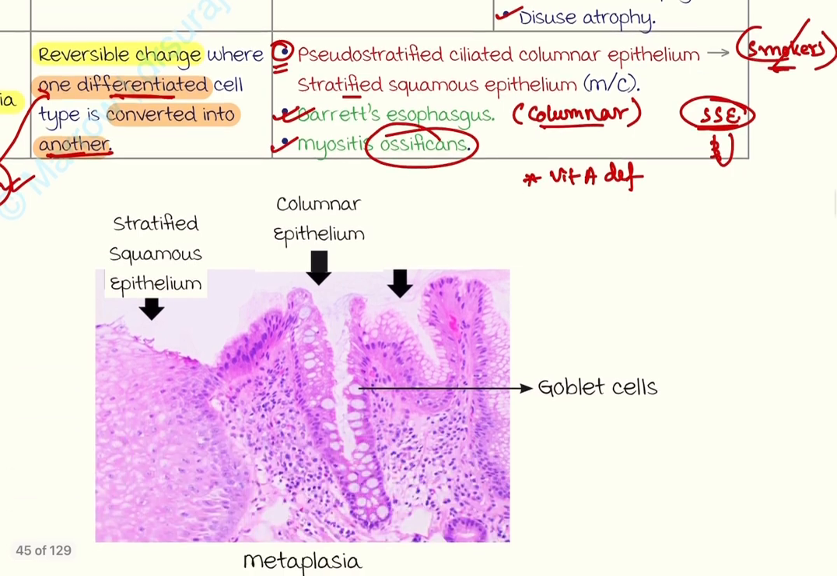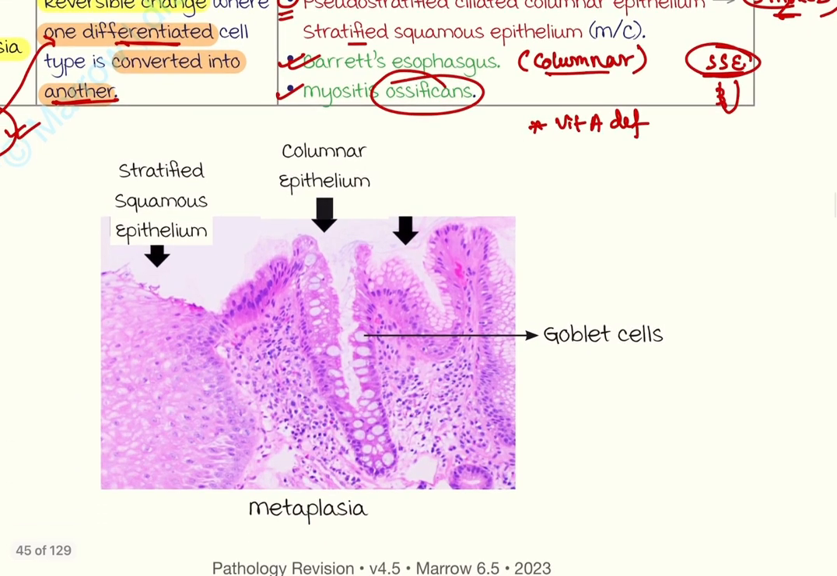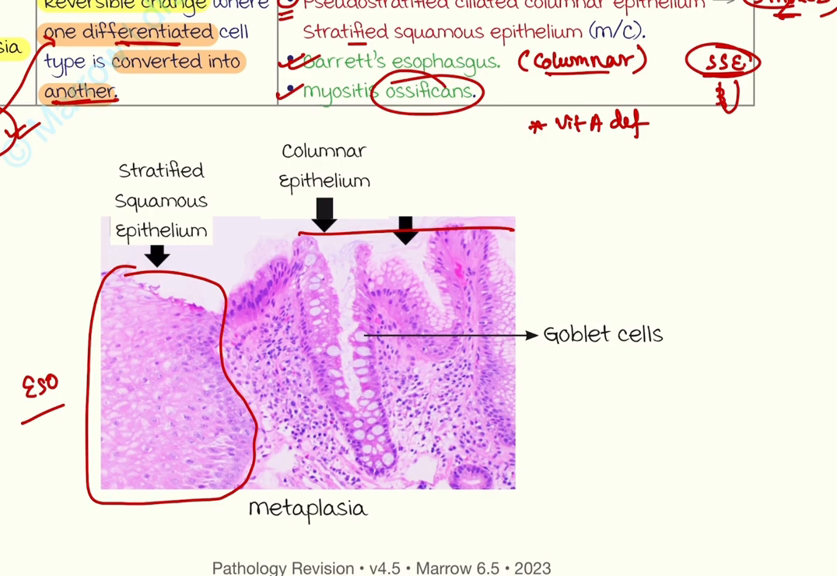Okay, you can see this image. This is the stratified squamous epithelium of the esophagus. And this portion is stomach. You can see the glands of the stomach, and here you can see this area where intestinal type of metaplasia had happened, and these are the goblet cells.